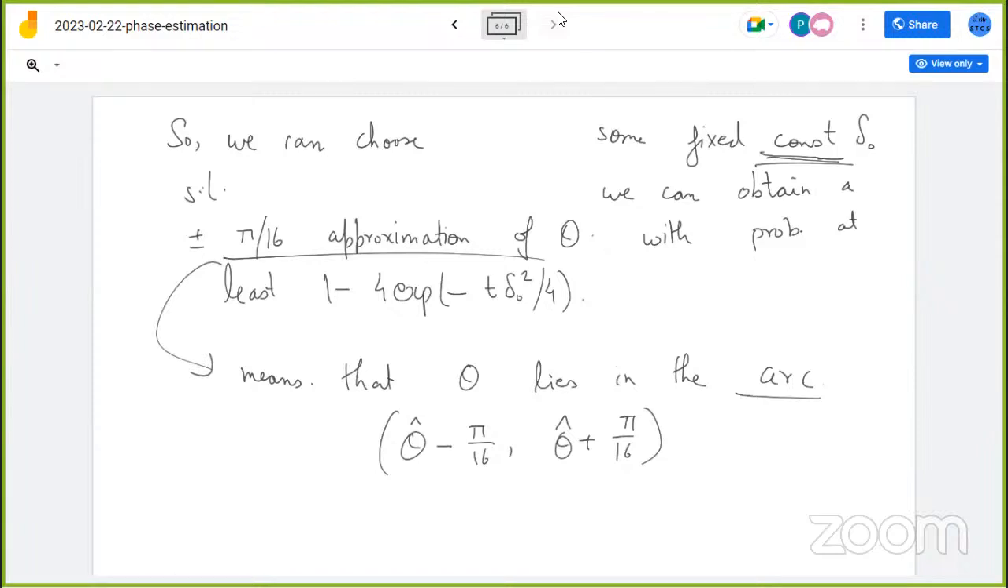So this whole process that we have described so far will give us theta up to plus or minus pi by 16 error, in this sense that there will be some point, and if I draw the pi by 16 arc around it, then theta will be there. And this event will happen with probability at least 1 minus 4 times exp of minus t delta squared.